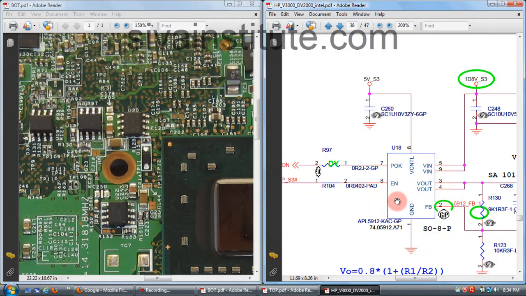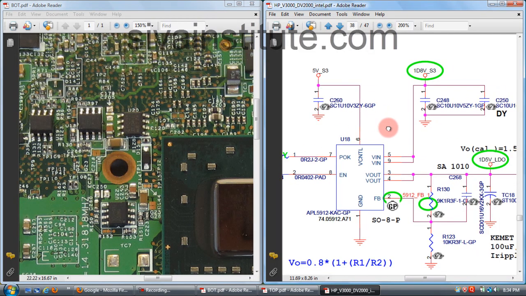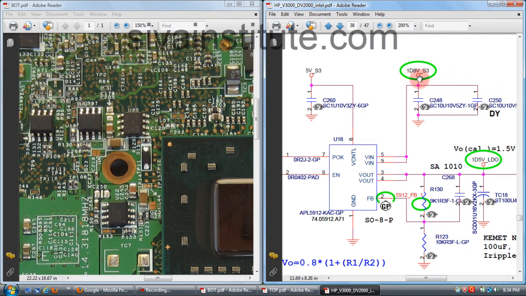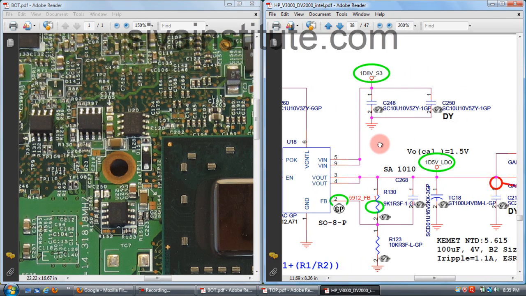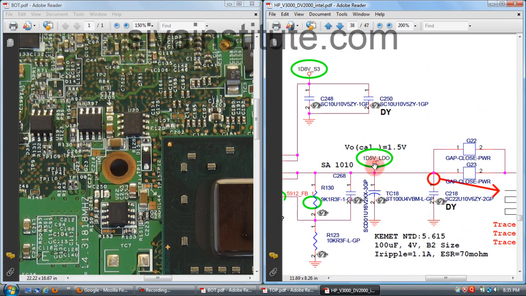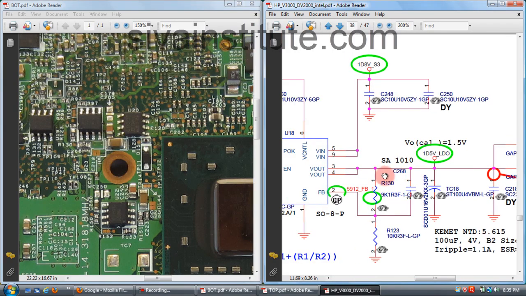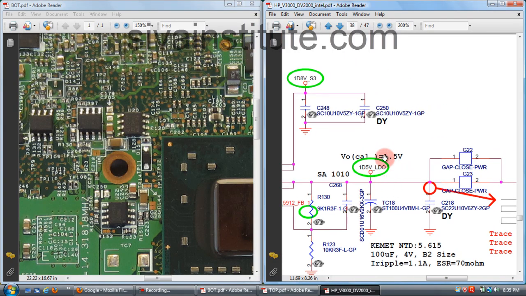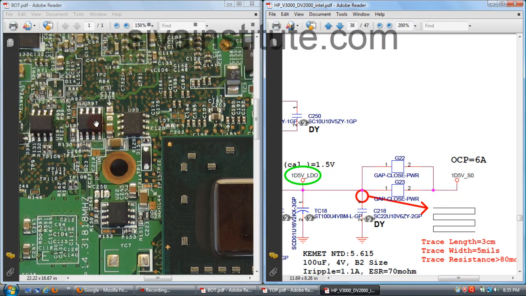Before enable voltage, we will give S3 5 volts supply to pin number 6, and S3 same 1.8 volt voltage to pin number 5 and 9. When you give these 3 voltages, this 1.5 volts comes out from this IC, pin number 3 and 4. So this is 5 volts regulator, 1.5 volts regulator IC, 1D05 volts.